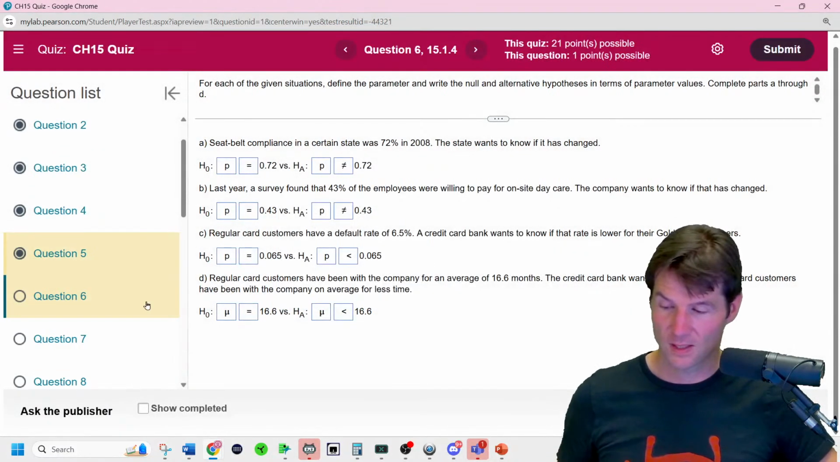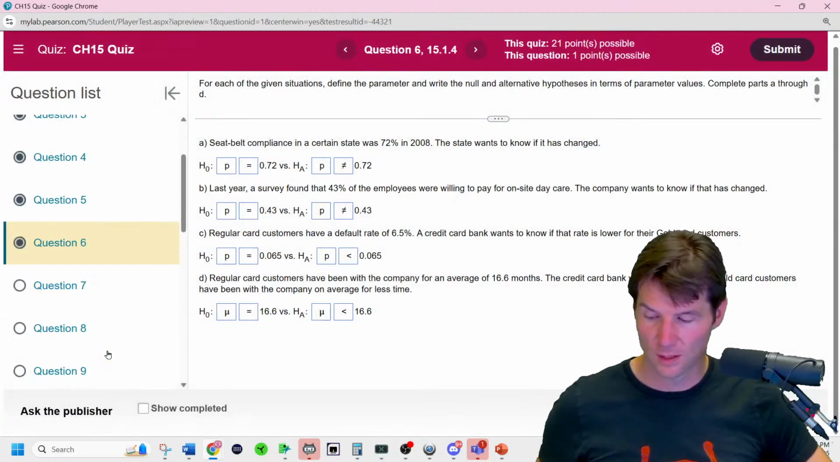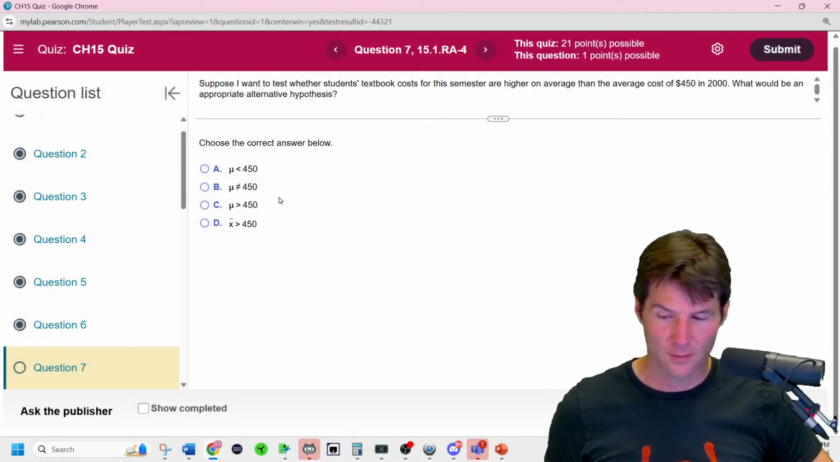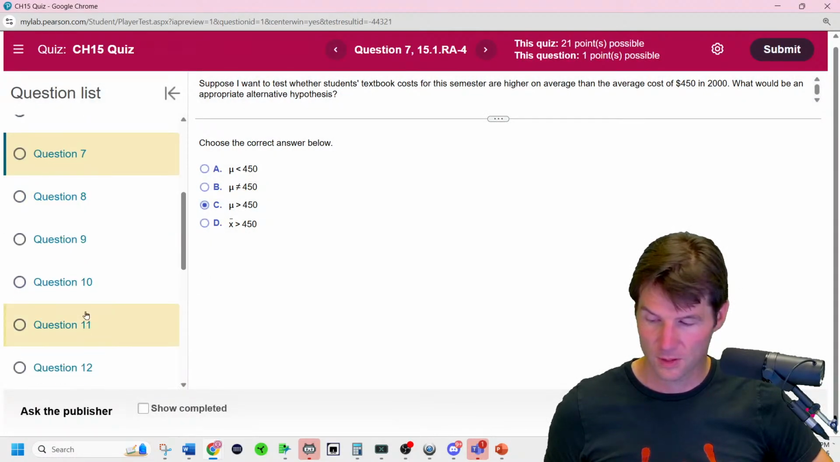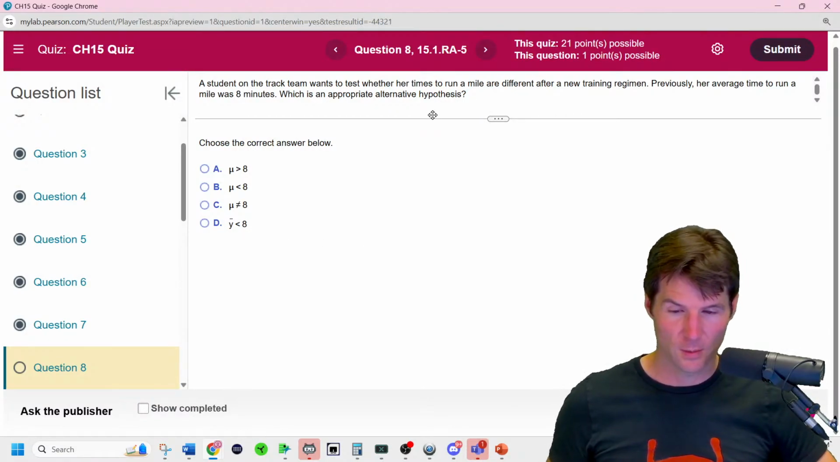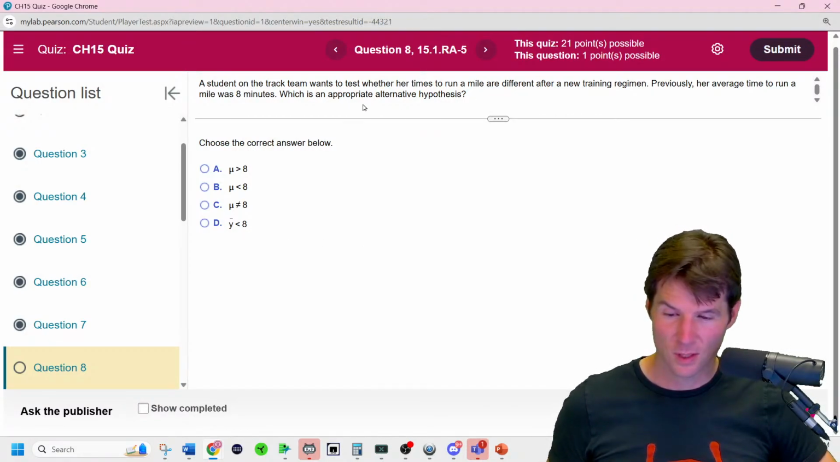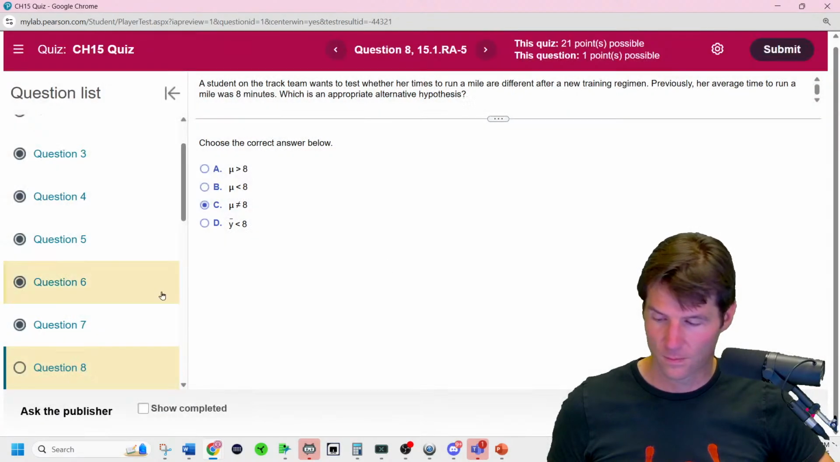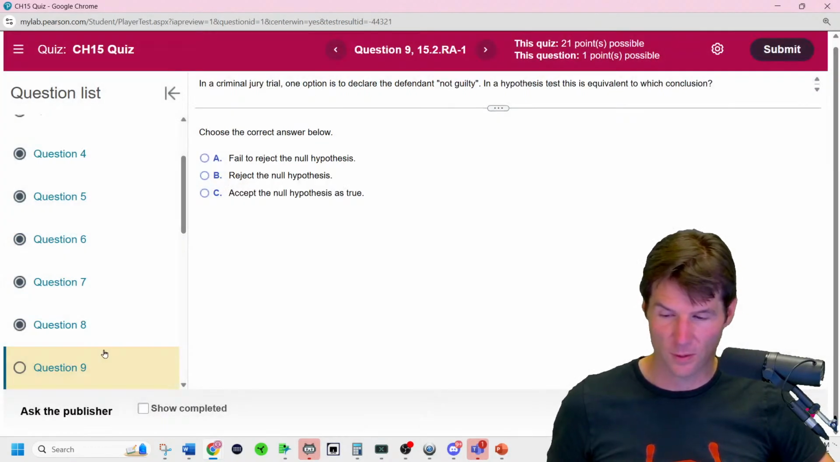There we go. Like I said, I like those questions. They're really good. If you know how to do them, you know how to read what you're looking for. What will be an appropriate alternative? They want to see if it's a higher cost, so the true mean is greater than that. Look at all, there's not too many. The ones towards the end are more difficult. A student on tracking wants to test if miles terms are different. So they want to see if they're different. The alternative is just based on whatever they're asking.